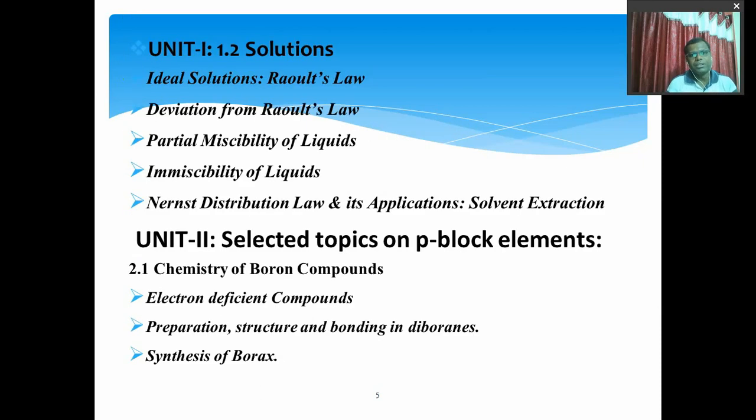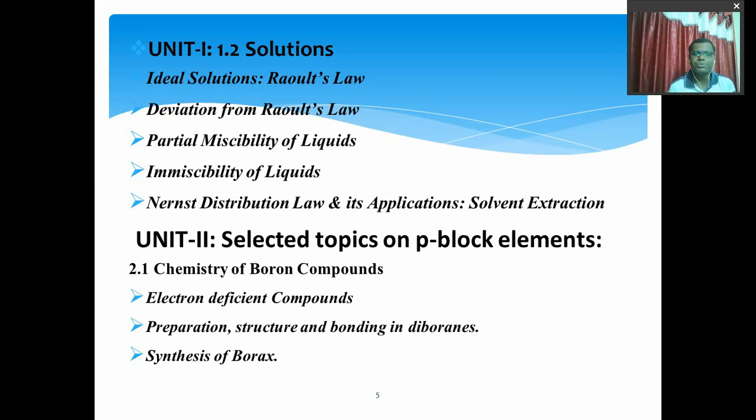Next topic that we are going to discuss in the same unit number 1 in chemistry paper 2 is called solutions. Whenever we see the word solution, many terms come in front of us. You know very well that for the preparation of any type of solution we require two components. One component is called the solvent, another component is called the solute.